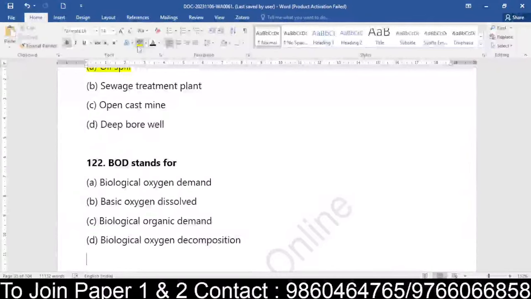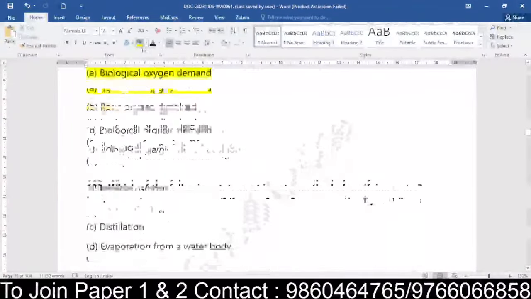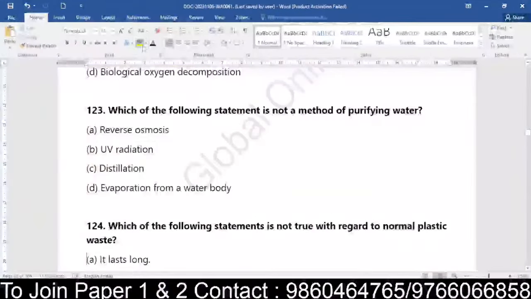Yes, everyone. The answers for 122 should be very quick. In fact, everyone should know this, and we have discussed it very well. BOD stands for biological oxygen demand. BOD is nothing but biological oxygen demand, right? It should be very quick, and everyone should be right for this answer. There is nothing to revise. We have done this very well. Let's come to question number 123.